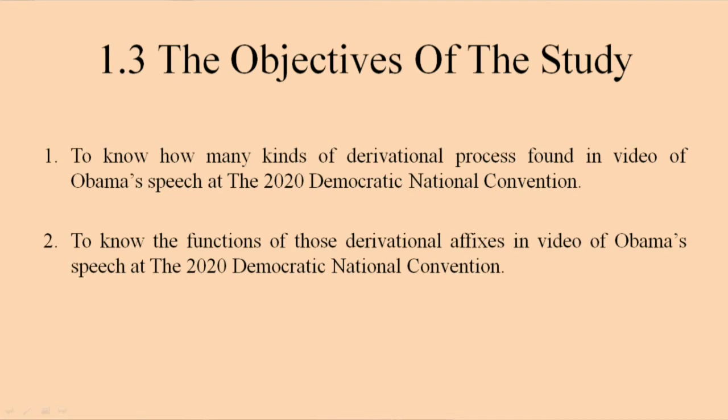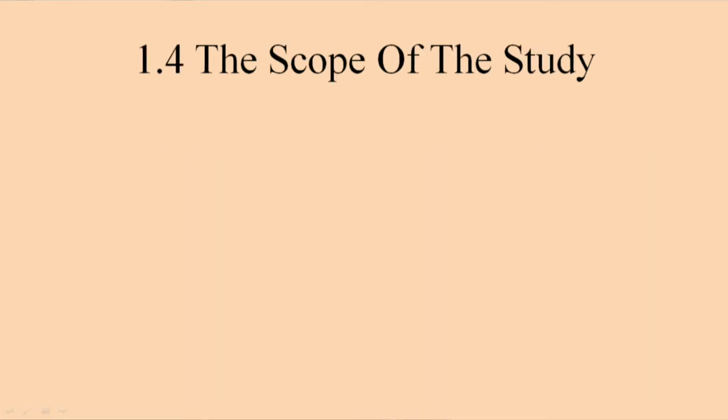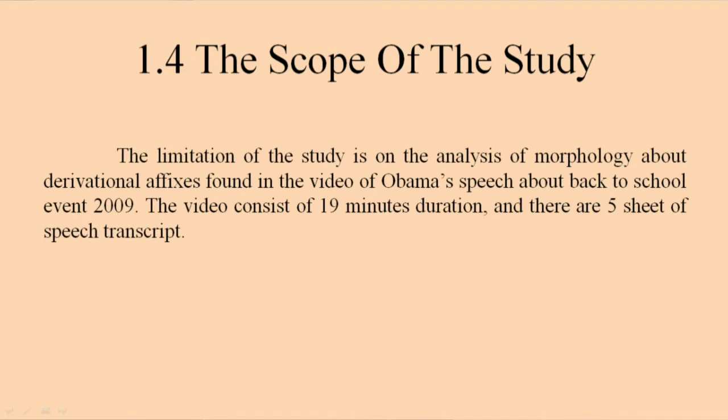Well, let me continue to 1.4, the scope of the study. What you need to write here is the limitation of your study, the limit of your research, linked with your title and problem, so that your analysis focuses on one point. So the limitation of the study is on the analysis of morphology about derivational affixes found in the video of Obama's speech at the 2020 Democratic National Convention. The video is 19 minutes in duration, and there are 5 sheets of speech transcript.